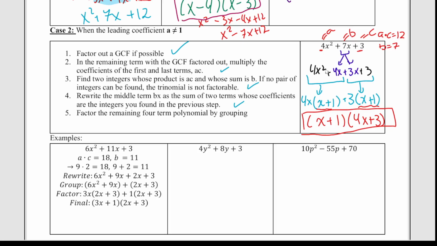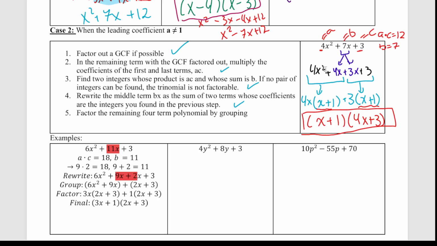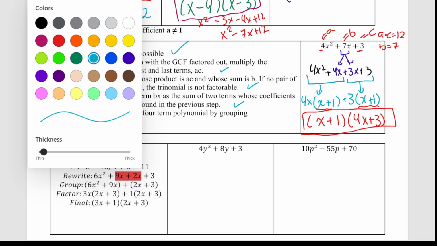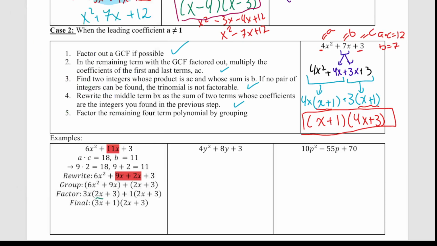And then again, this is rewritten a little bit more neatly here, if you like the nice typed out solutions. If, for example, we had 6x squared plus 11x plus 3, a times c would be 6 times 3, which is 18. b is 11. 9 and 2 are going to be your numbers that multiply to 18 but add to 11. So we're going to first rewrite that middle term as those two numbers we just came up with. Then we're going to group our two terms. Then you're going to pull out the greatest common factor of each group. When you've done that, they have 2x plus 3 in common.